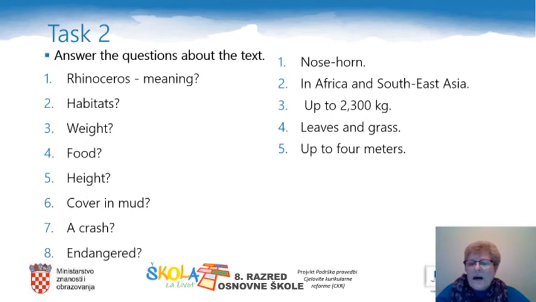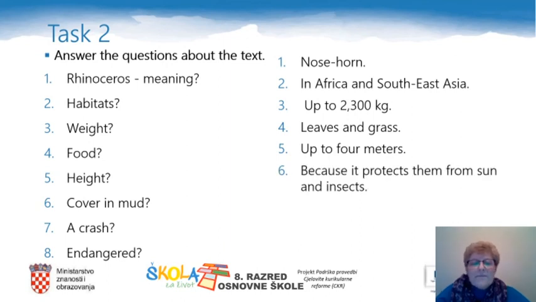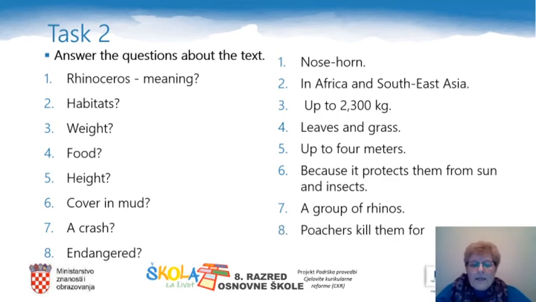They can be up to 4 meters high, so they can grow very high. They cover themselves in mud because it protects them from sun and insects. A group of rhinos is called a crash. They are endangered because poachers kill them for their horns.